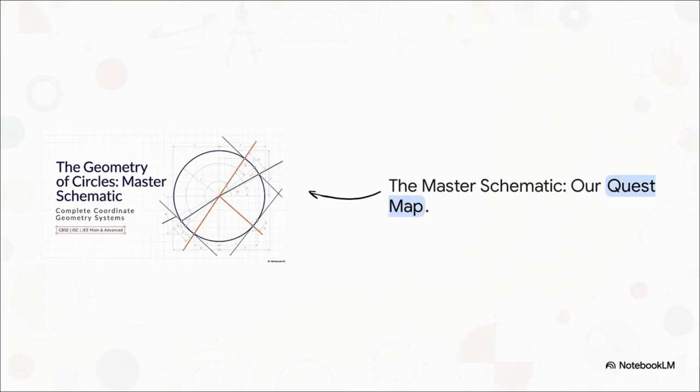So take a look at our master schematic. Think of this as your quest map. We're going to map out the Cartesian plane like it's a physical landscape, and we're going to master the circles so you can finally conquer your final boss, the JEE.